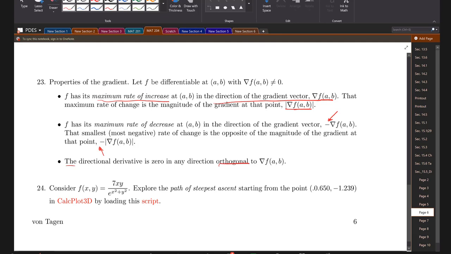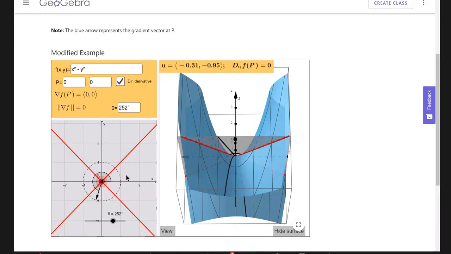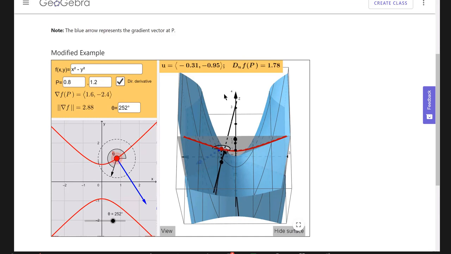Okay. So that's what we saw in this demonstration here. Let me move this point somewhere else. Right up here you can see the value of the directional derivative. And if I adjust my angle so I'm moving along this level curve, so the level curve is shown in red, and I can't fine-tune this perfectly, but you see that my directional derivative gets very close to 0.